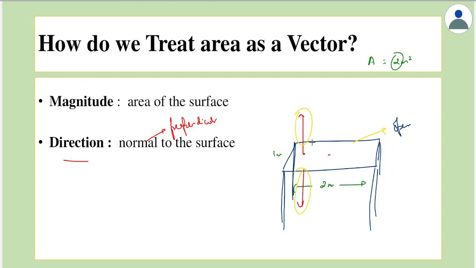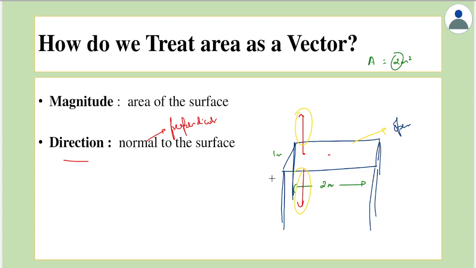I'm not saying it has two area vectors. I'm saying it can have two possibilities. But for a closed figure, it has a very defined direction. It becomes clear in a few minutes. For now, remember that for open surfaces, the area can have two possible directions, upwards or downwards, while for closed surfaces, it is a well defined direction.